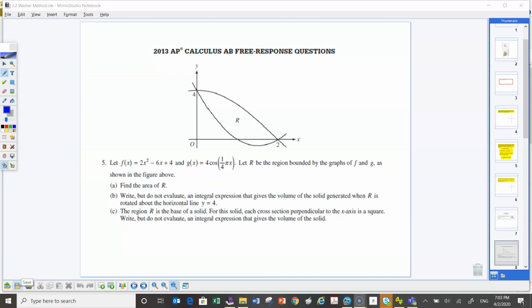We will continue our lesson on the washer method, and before we look at revolving regions around the y-axis, let's do one quick review question. This is from the 2013 AP Calculus exam, and we're given these two functions.